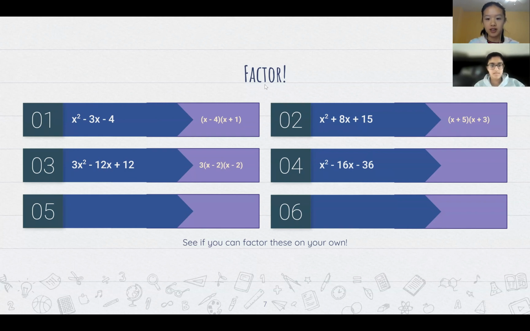Okay, so factor x squared minus 16x minus 36.